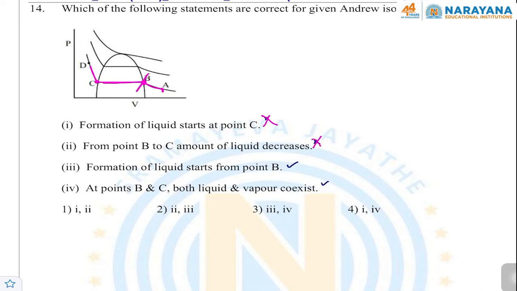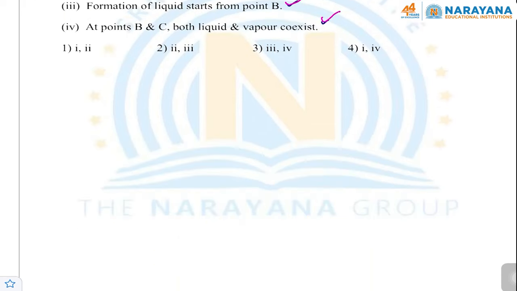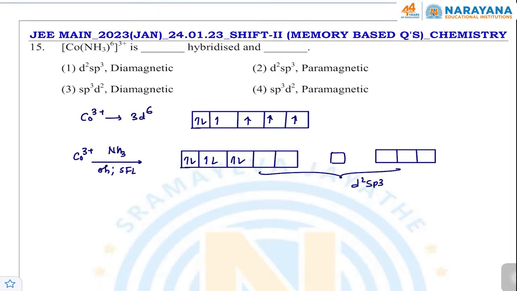This is wrong. Formation of liquid starts at point B, correct. At point B and C, there is equilibrium. There both liquid and vapor will coexist. The next question is from coordination compounds.